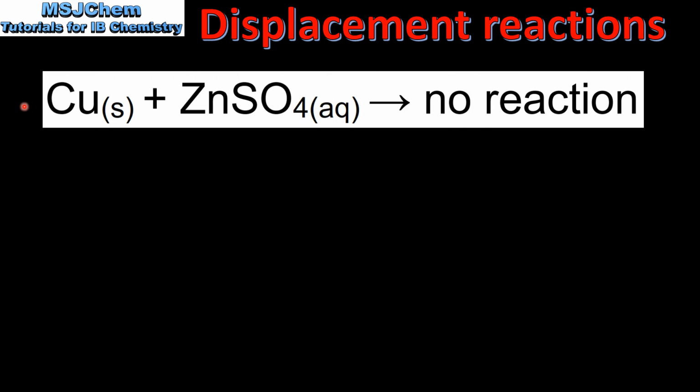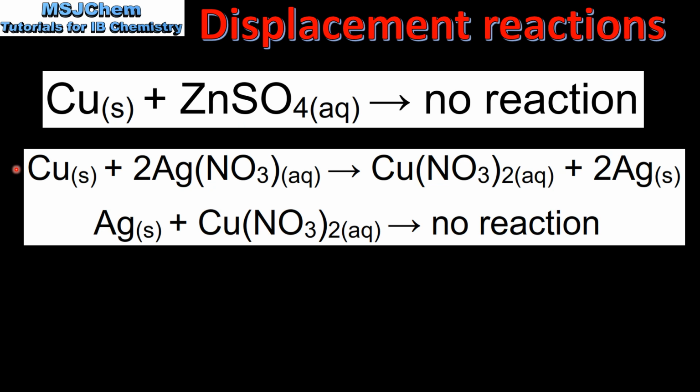In the previous slide, we saw that zinc can displace copper ions from solution. However, if a piece of copper is added to an aqueous solution of zinc sulfate, we get no reaction. The reason for this is that copper is a weaker reducing agent and it's unable to reduce the zinc ions from solution.